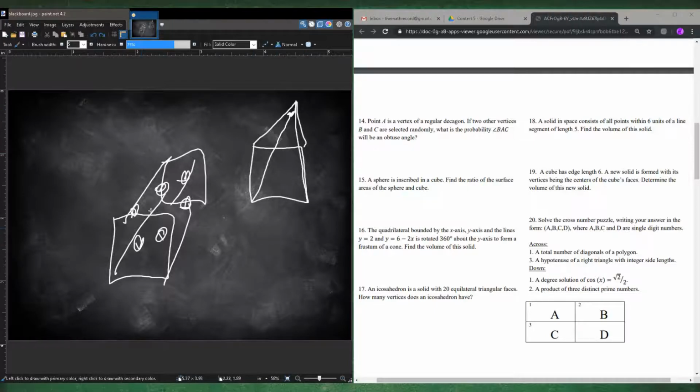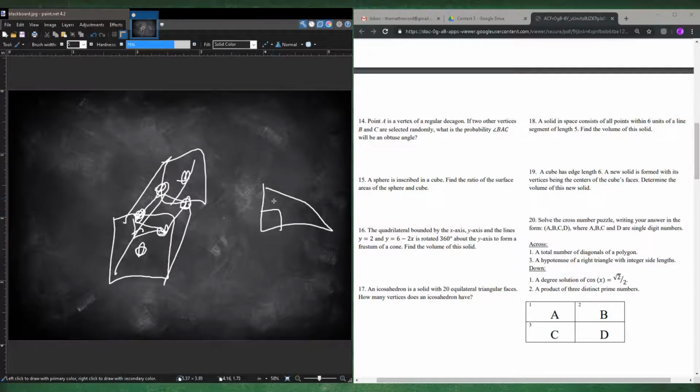So since you're connecting the vertices together, let's say you have a point right at the middle of a face, and you put it right here. Since this is a right angle, you're basically making a 45 and a 45, because it's at the midpoint, so it's gonna be equal distance.